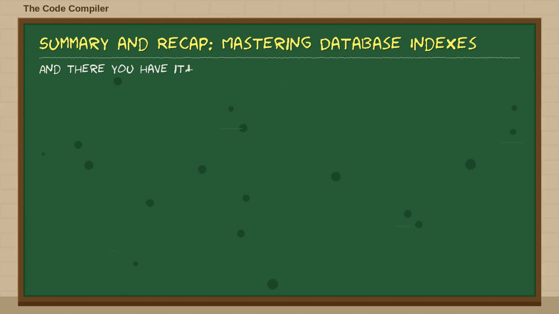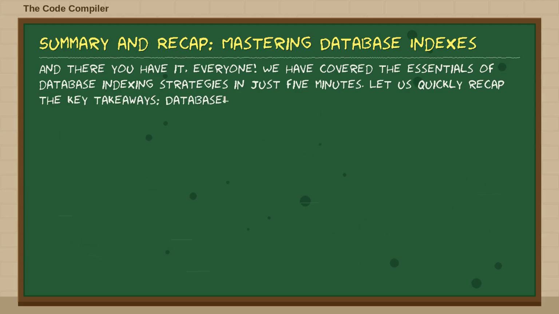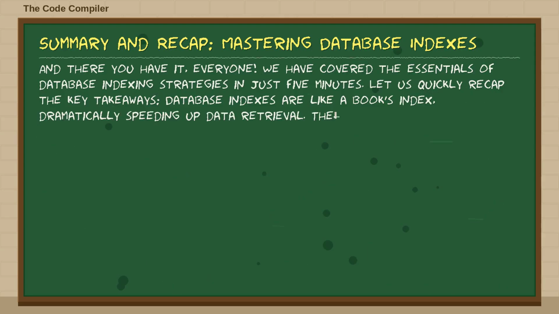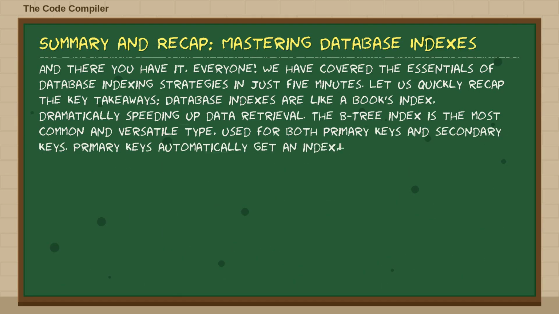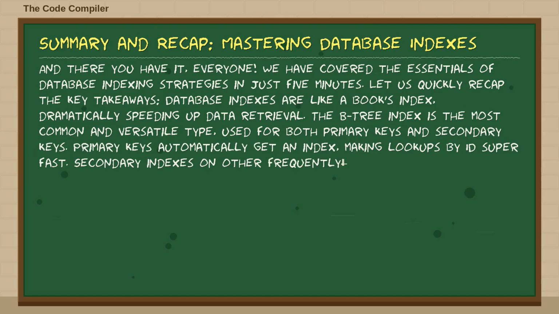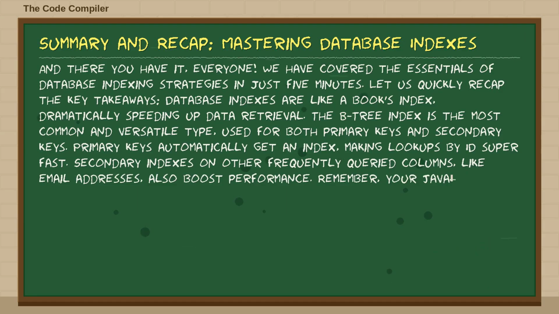And there you have it, everyone. We have covered the essentials of database indexing strategies in just 5 minutes. Let us quickly recap the key takeaways. Database indexes are like a book's index, dramatically speeding up data retrieval. The B-tree index is the most common and versatile type, used for both primary keys and secondary keys. Primary keys automatically get an index, making lookups by ID super fast. Secondary indexes on other frequently queried columns, like email addresses, also boost performance.